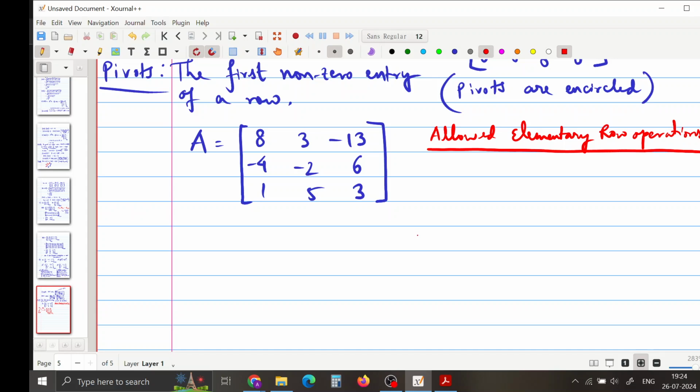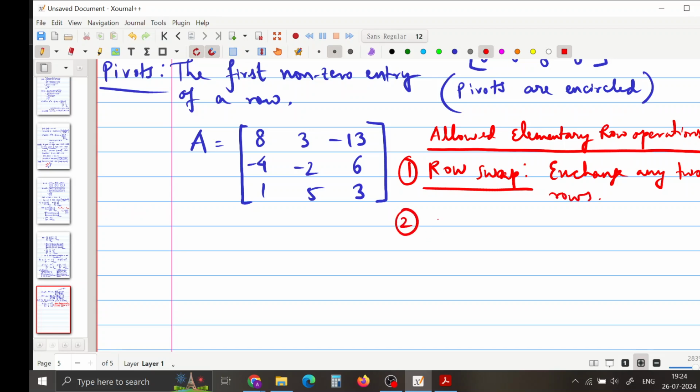Good. So what are the allowed elementary operations? First one, simple one, is row swap. As the name suggests, you are allowed to exchange any two rows. Number two is scalar multiplication, which I just showed a few minutes ago. R2 changes to 2 times R2. You are basically multiplying the second row by a scalar equal to 2.